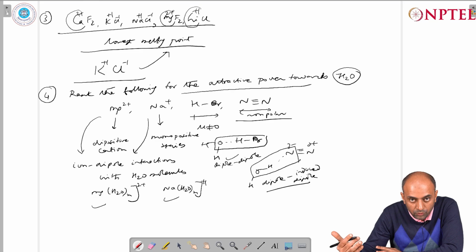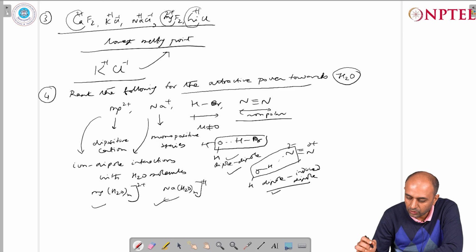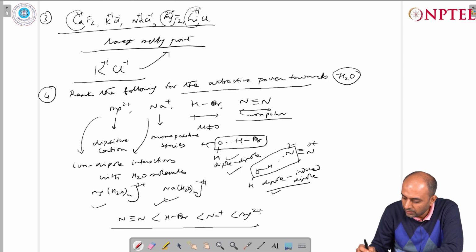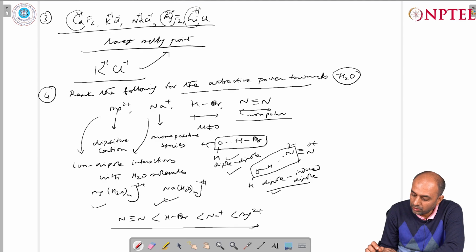And we know from our studies on different chemical forces that dipole-induced dipole is weakest, followed by dipole-dipole, and then the ion-dipole interactions. So the increasing attractive power will be nitrogen less than HBr less than Na plus less than magnesium 2 plus. So this is the increasing order of attractive power towards the water molecules. The dipositive species being first, the monopositive being second, then HBr followed by the nitrogen species.